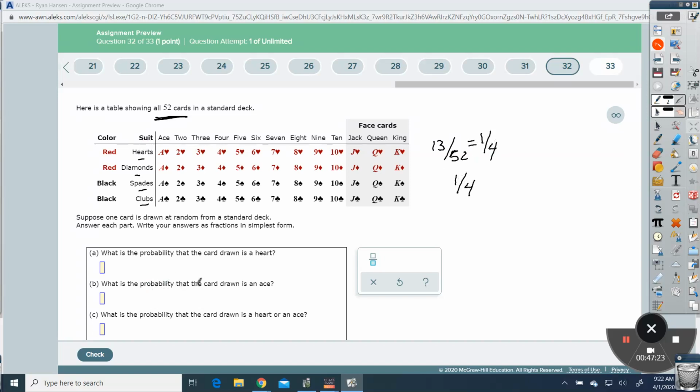What is the probability that the card drawn is an ace? Well, there's 4 aces out of those 52. So 4 out of 52, and this reduces to 1 out of 13.